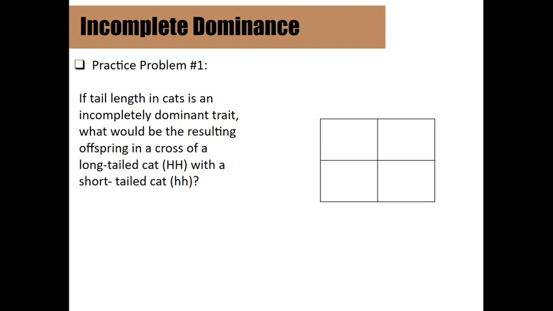So let's do a practice problem with this. If tail length in cats is an incompletely dominant trait, what would be the resulting offspring in a cross of a long-tailed cat, which is big H, with a short-tailed cat, which is little h? So here are our genotypes. If we get big H, big H, the cat will have a long tail. Little h, little h, the cat will have a short tail.